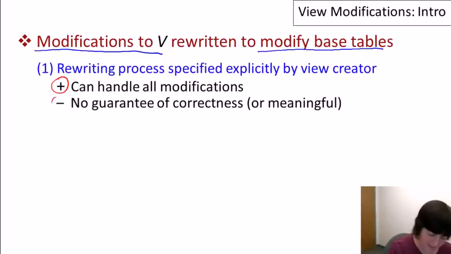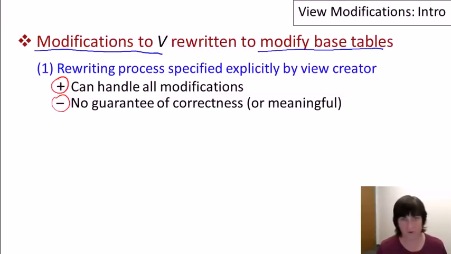The downside is that there's no guarantee of correctness, meaning there's no guarantee that that square diagram is adhered to. And we'll see examples in our demo of where it's not, or even that the translations are meaningful. So we're relying on the view creator to create correct and meaningful translations explicitly.